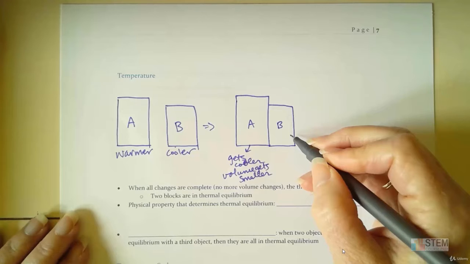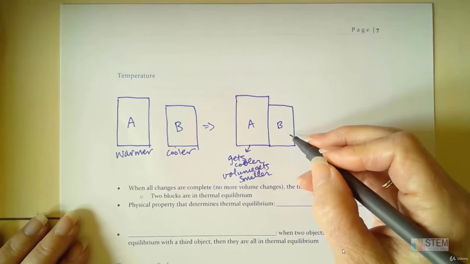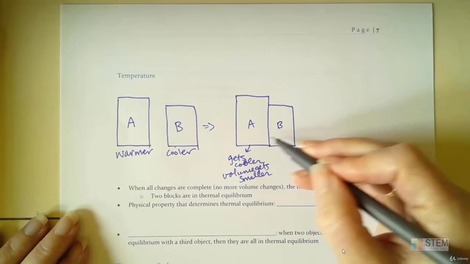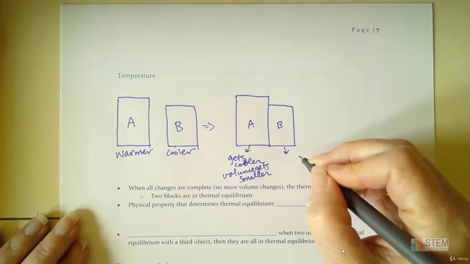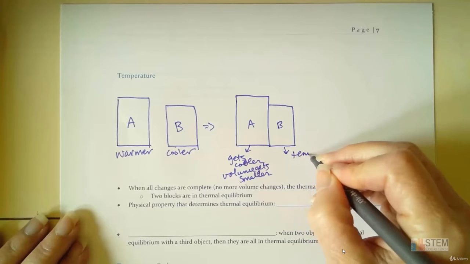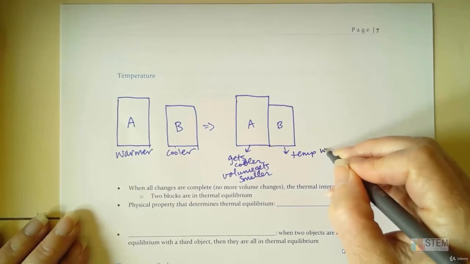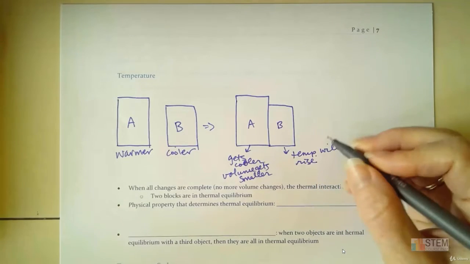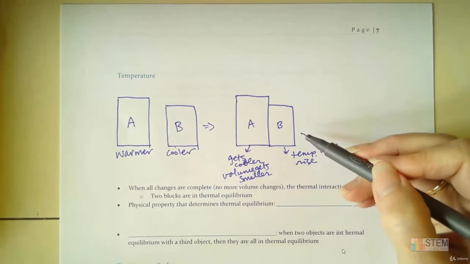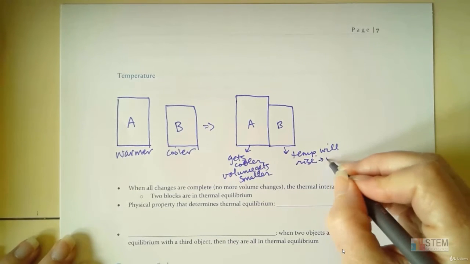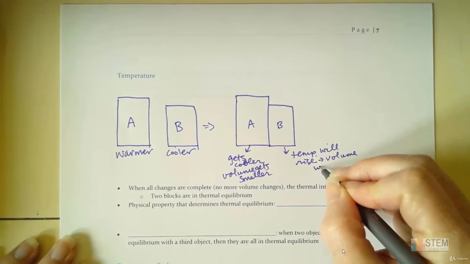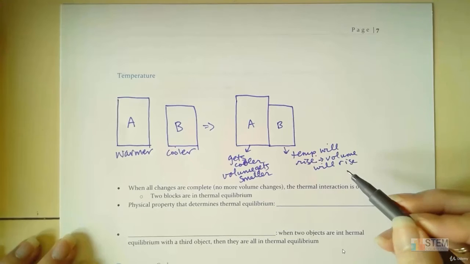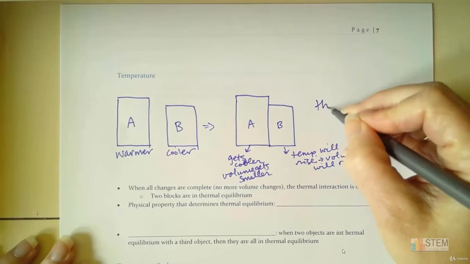Now the opposite happens over here in body B. This one was originally cooler, but now that we put it next to this warmer body, we're going to have some heat transfer effects, and the temperature of block B is going to go up. So the temperature will rise. Now, if the temperature rises, that means the particles in here are wanting to expand. So that means the volume will rise. So this body will expand a little bit. Now, what went on here was a thermal interaction.